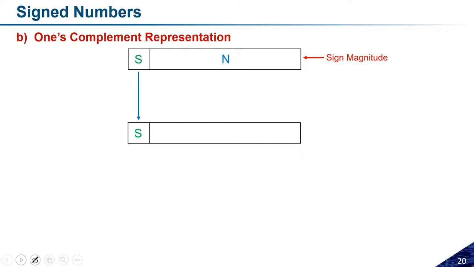So the sign bit will be the same as in the signed magnitude. Now, for the actual magnitude which we have represented, I have to calculate the ones complement of it. If I complement all the bits, then this will be the actual number represented with the help of ones complement representation. So whatever information we have, we just complement it, and that gives the ones complement representation of that number. This is how we can present the signed number in ones complement.